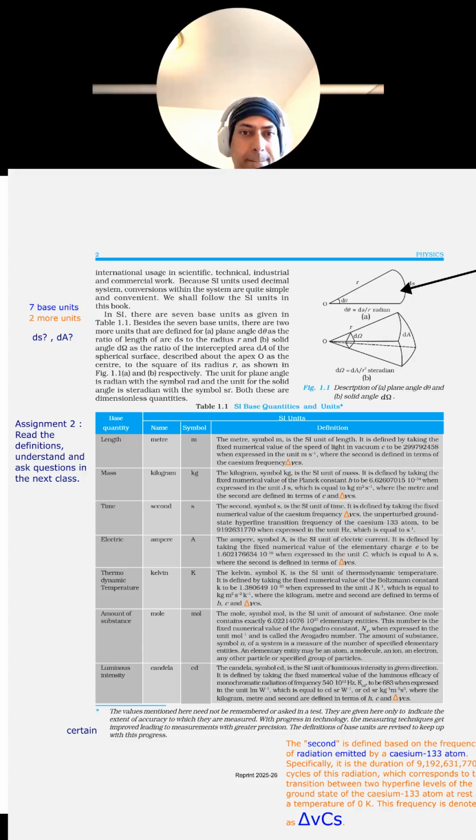Yeah, in the fifth line after the word angle, what is this sign? This is d omega. Yes, omega.